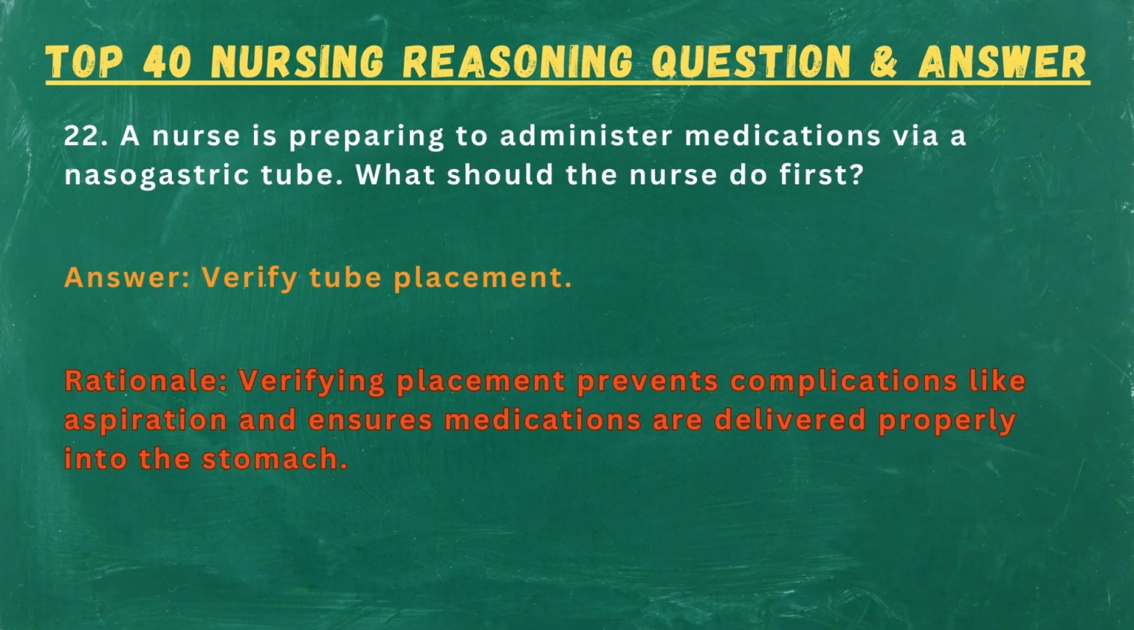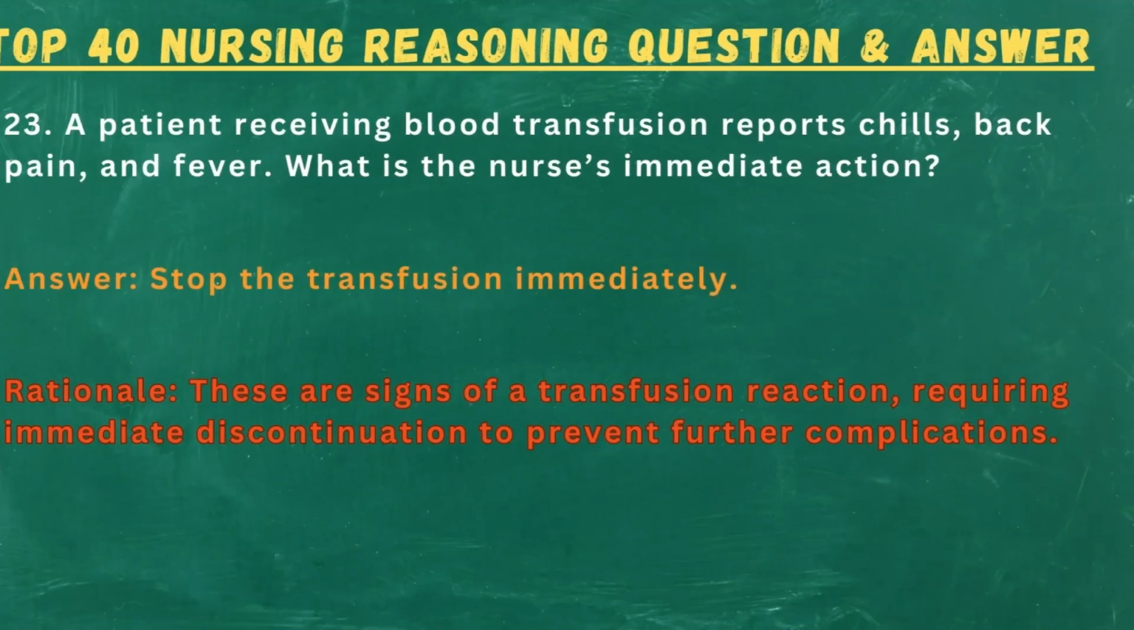22. A nurse is preparing to administer medications via a nasogastric tube. What should the nurse do first? Answer. Verify tube placement. Rationale. Verifying placement prevents complications like aspiration and ensures medications are delivered properly into the stomach. 23.